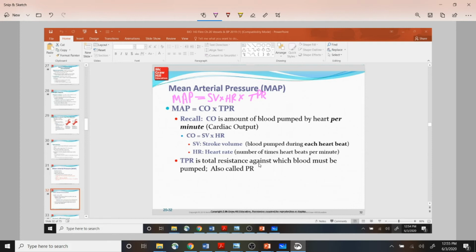It's the resistance at which blood must be pumped. What kind of resistance will blood get when it's going along through the blood vessels? That's kind of what total peripheral resistance means. So when you start to think about that, let's look at this. We're going to look at this guy first.